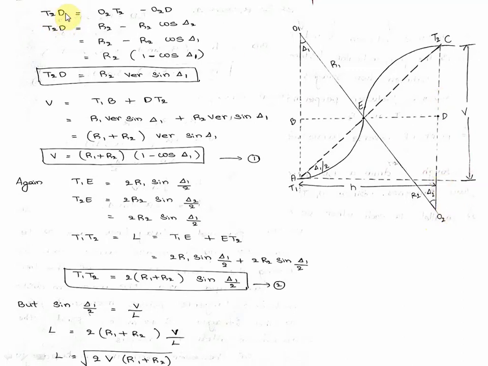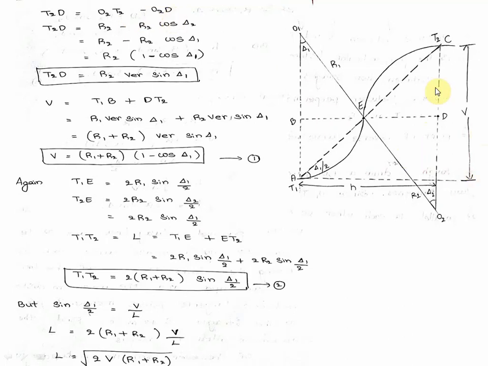Here, T2d equals O2T2 minus O2d, correct? In this length, if you deduct this length, you will get this one. In the length of O2T2, if you deduct O2d, you will get T2d, correct? That will be written here.